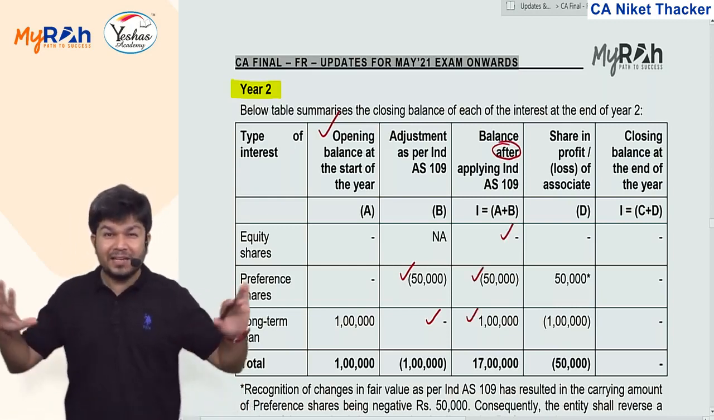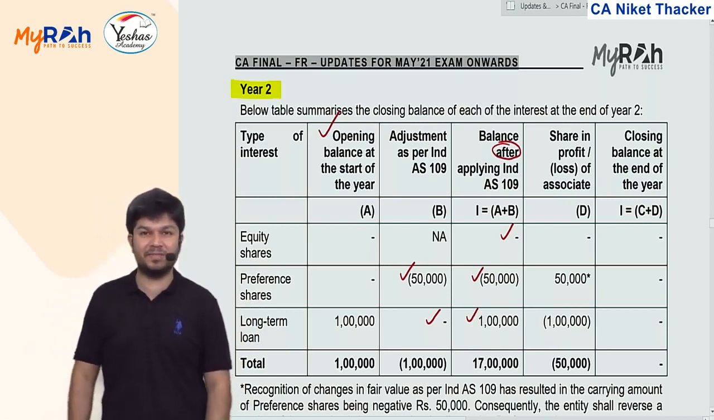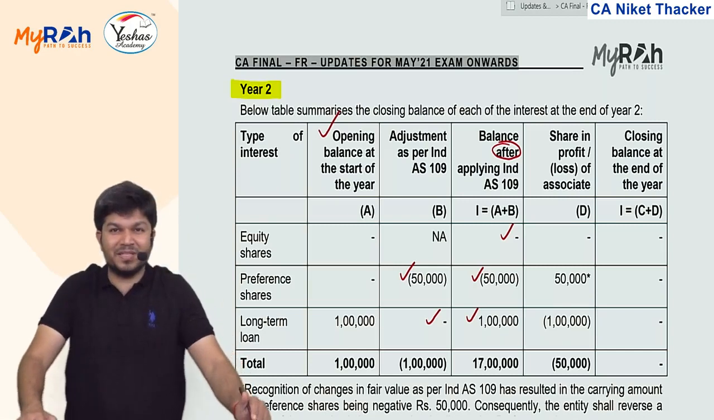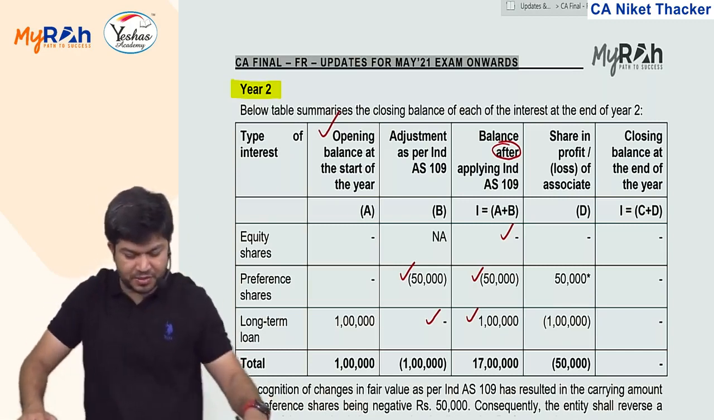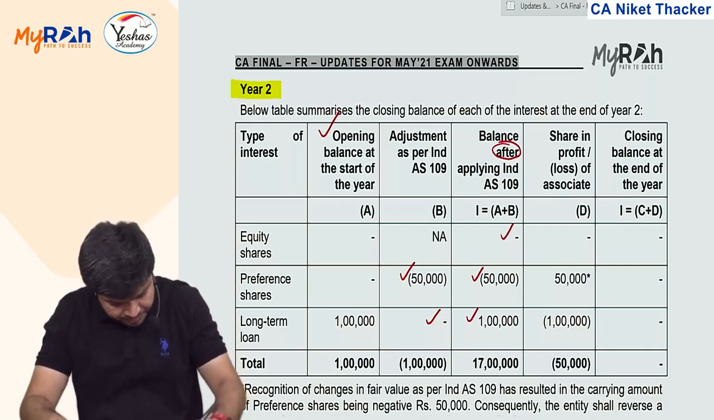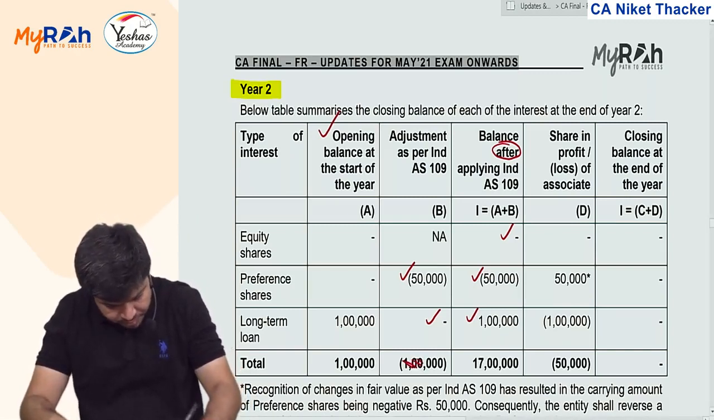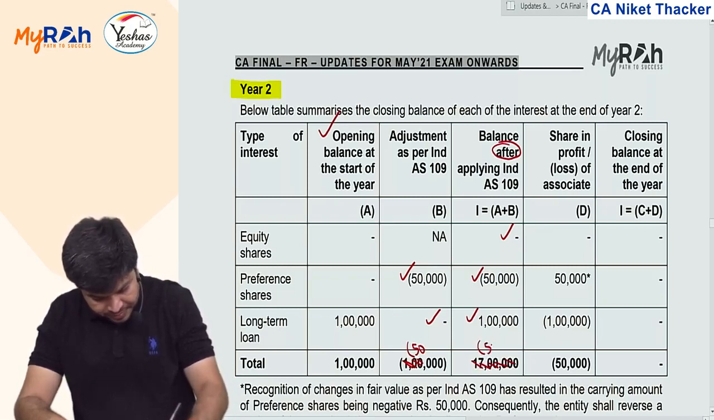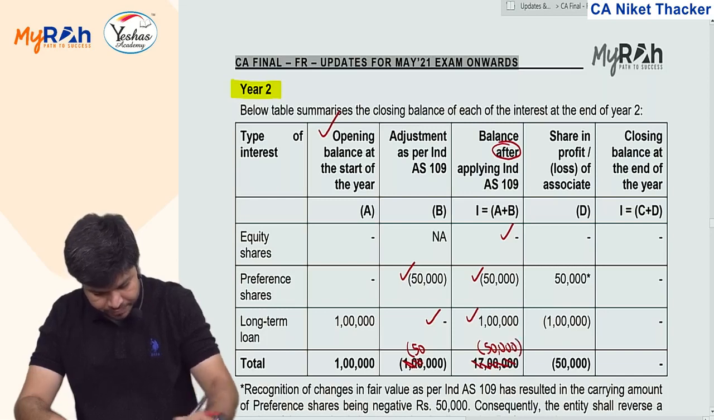I can't have negative investment in preference shares, but okay, this is the situation. Now there are a few typing mistakes here. This is not 1 lakh, this is negative 50. And this is not 17 lakh, this is 50,000. Positive 50.